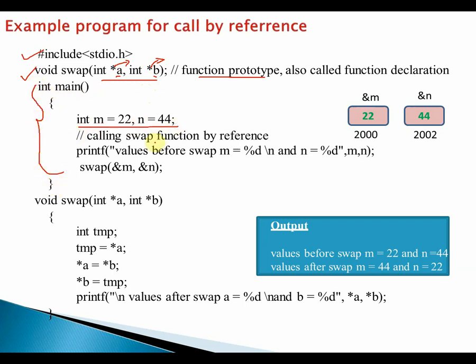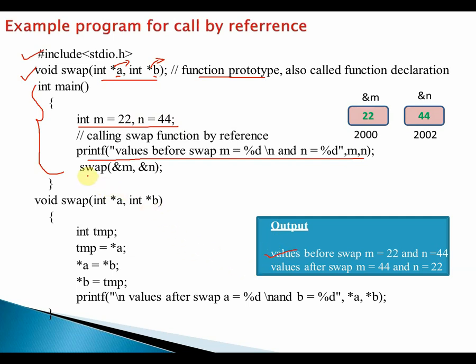Now here we have to declare and initialize the two variables. After that, the printing of this line happens, where the original values of m and n are printed. Those are the values before swapping. So m has a value of 22 and n has a value of 44. This line will get printed onto the screen.